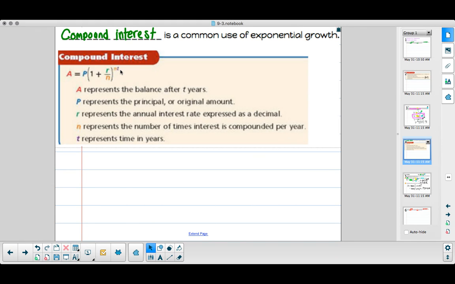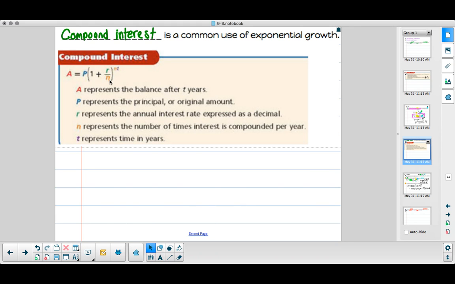If you have a savings account, right now you're typically getting your interest compounded every month. So you have to account for that in the formula. A is, again, the balance after t, the amount of years. P, just like last year, is capital P and represents the principal, which is the original amount. The r is still the percent rate as a decimal.